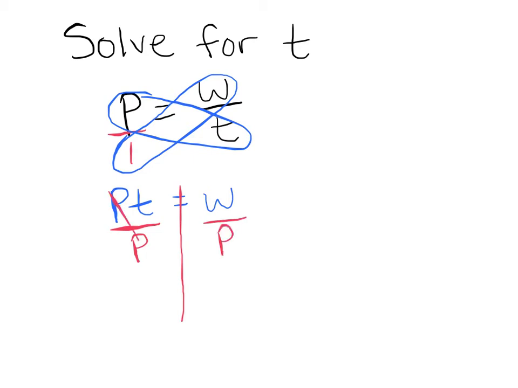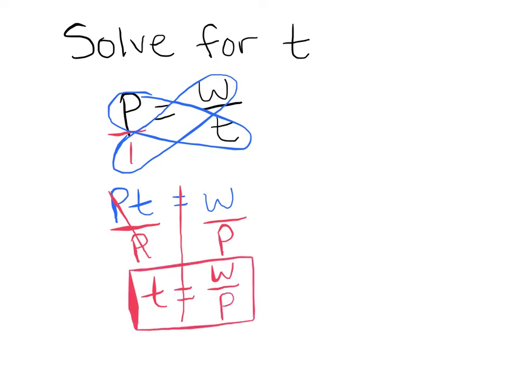P divided by P is 1, so we can cancel those out, and then we're left with T. On the other side, we have W divided by P. We can't simplify them because we don't know them yet. So we were able to finish our equation this way, saying time equals work divided by power.